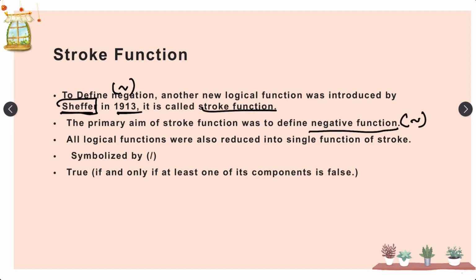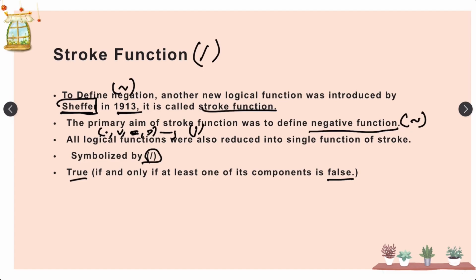But later on all logical functions were also reduced into the single stroke function, meaning that जो आपका dot हो गया, wedge हो गया, negation, tribar हो गया, horseshoe हो गया, that were also defined in stroke. इसका symbolize है, stroke function का symbolize इससे करते हैं, and it will be true only in one condition, if and only if at least one of its components is false. अगर एक भी उसका component false आता है, in that case it will be true.